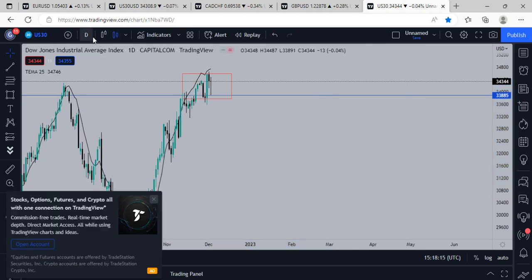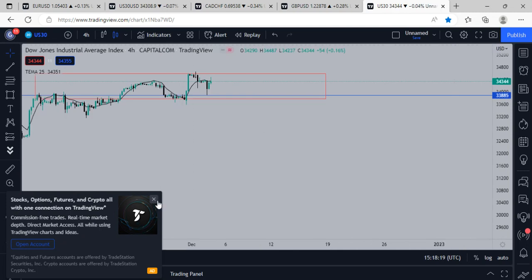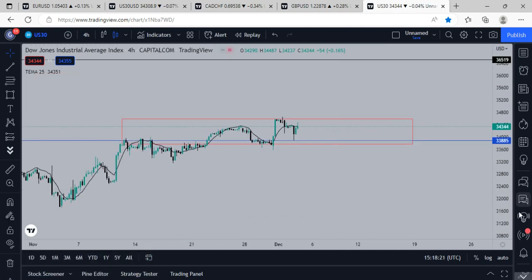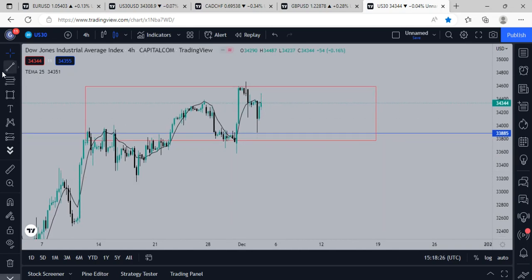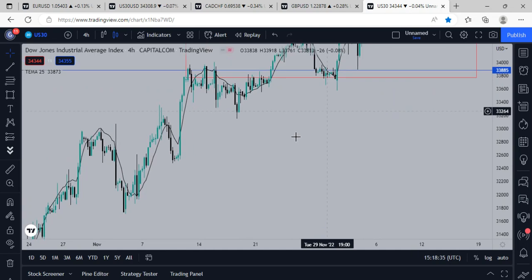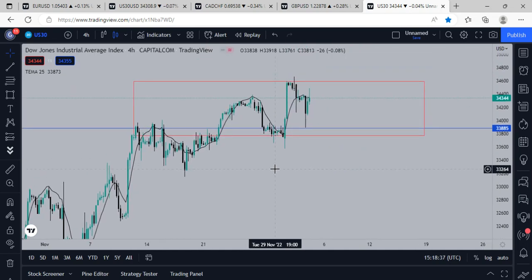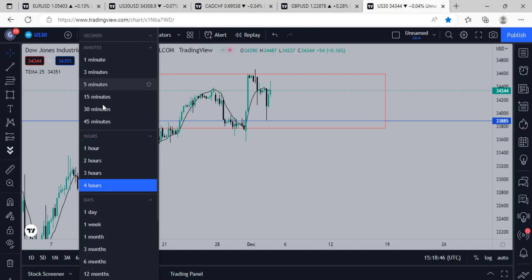Will it break the previous higher highs? Will it break previous higher lows? We don't know. But this is something that we'll be waiting for. That is something that I'm looking into. And that is the area of price where I'll be focusing on, the most recent and previous higher lows and lower highs.